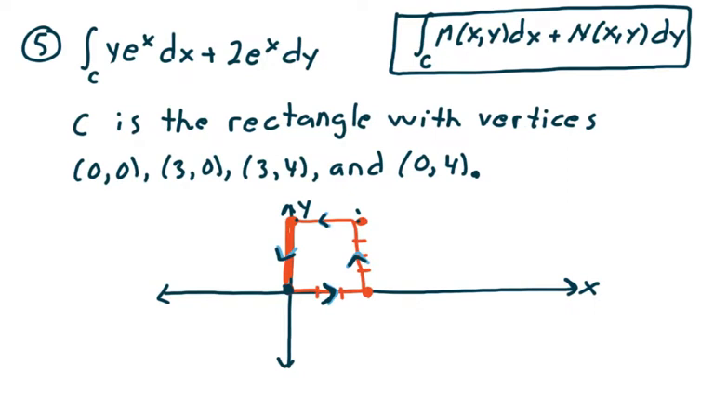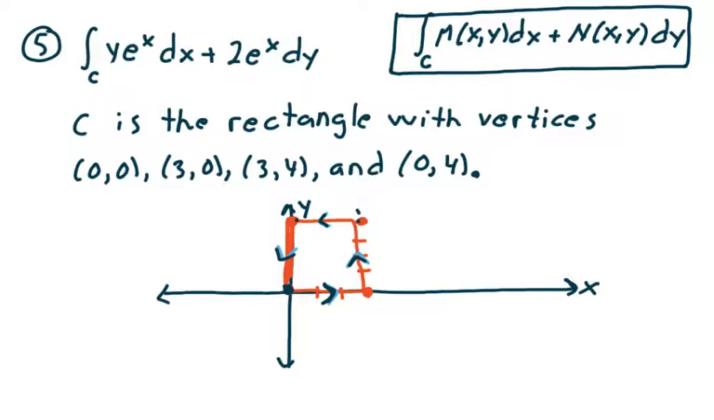Number 5, we're going to look at the integral over C of y e to the x dx plus 2e to the x dy. C is the rectangle with vertices (0, 0), (3, 0), (3, 4), and (0, 4). And I draw a picture of a rectangle.